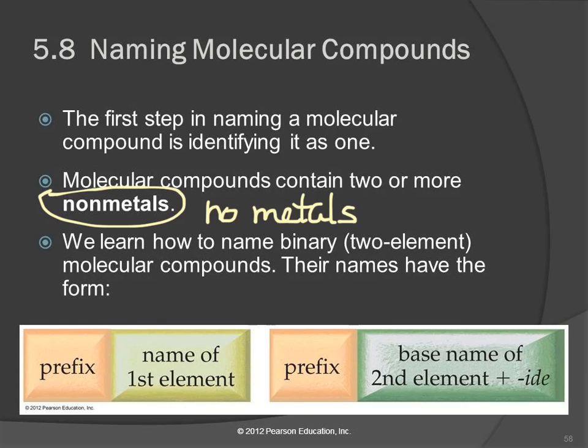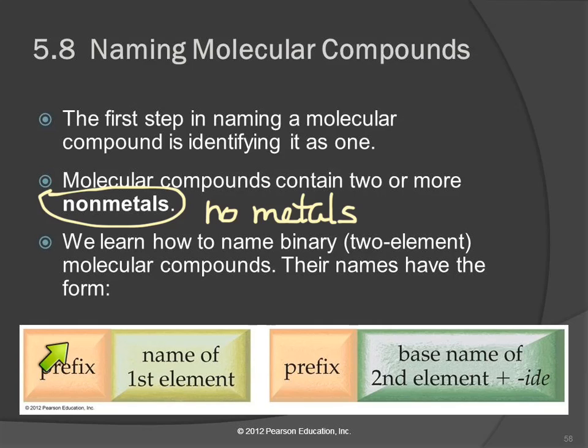This set of rules tends to be the easiest for students to understand, and so it becomes their favorite, and they want to use it for everything, but you can't. Only for two nonmetals. Not three nonmetals, not two elements and one of them's a nonmetal, two nonmetals.